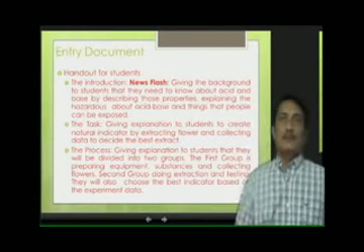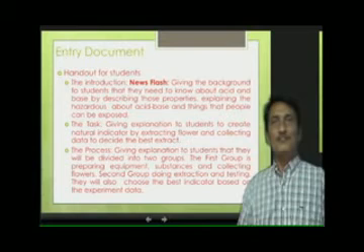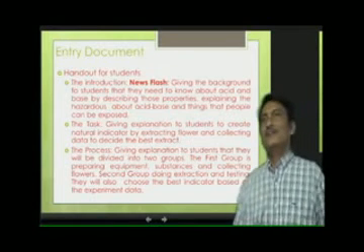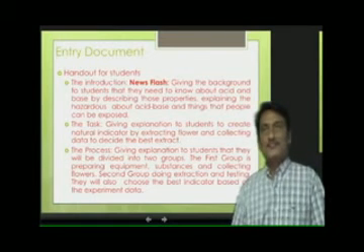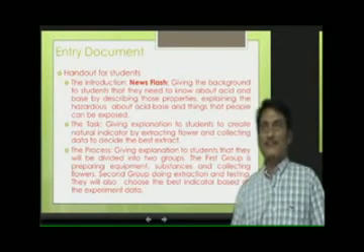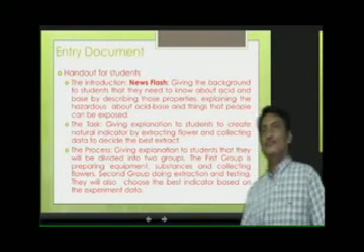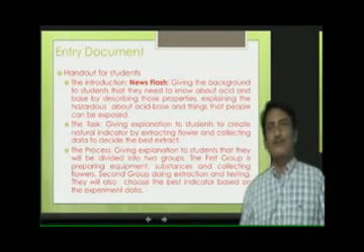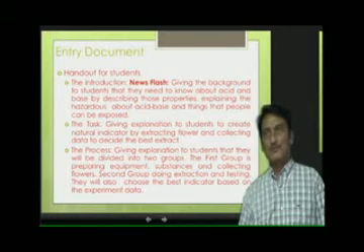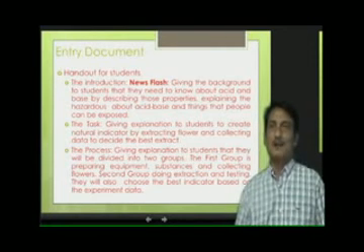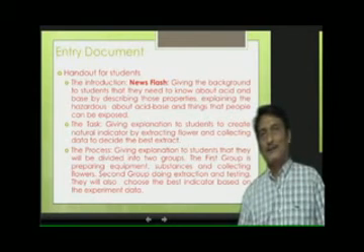The entry document. I'm going to give a handout for students, with an introduction about a news flash, giving the background to students that they need to know about acid and base by describing their properties, explaining the hazards of acid and base and things that people can be exposed to, which can be watched on television or found on the internet. The task explains to students that they will create a natural indicator by extracting flowers and collecting data to decide the best extract.